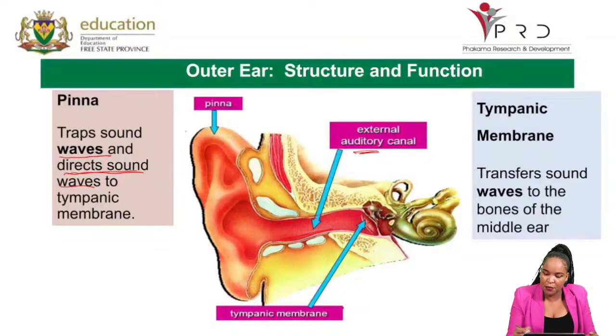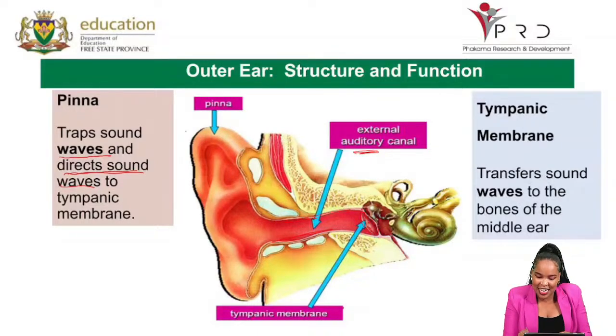Now, let's come to the tympanic membrane. We are there now. The tympanic membrane is here, also known as the eardrum. So the tympanic membrane is going to transfer sound waves to the bones of the middle ear. It's going to vibrate because it's a very high vibrations membrane. It's going to vibrate and transmit those sound waves to the bones of the middle ear. I will tell you about those bones and their names.